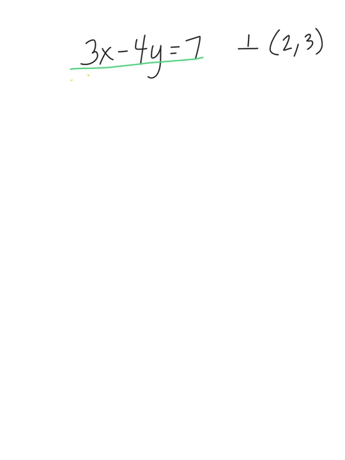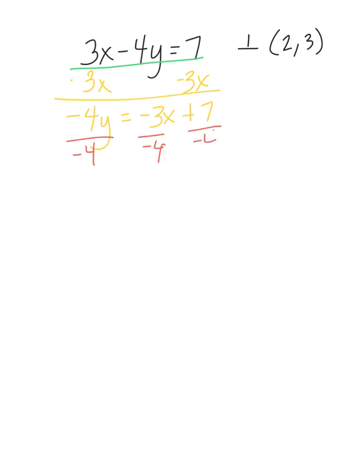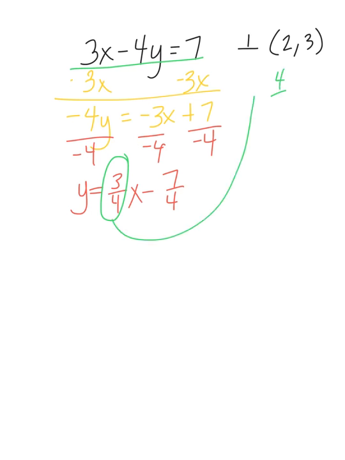So I'm going to subtract 3x from both sides, which gives me negative 4y equals negative 3x plus 7. Divide both sides by negative 4, every single part. So now I have y equals 3/4 x minus 7 over 4. The only part that I need is my slope. Slope is 3/4. To use it in my new equation, it's going to flip and be 4/3.